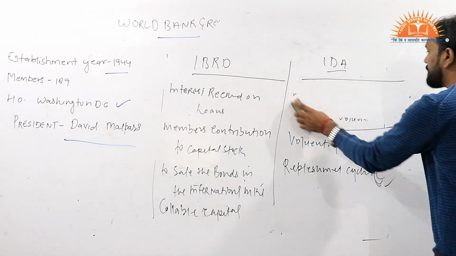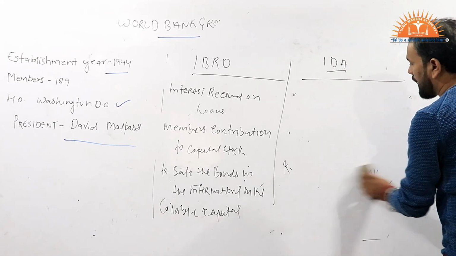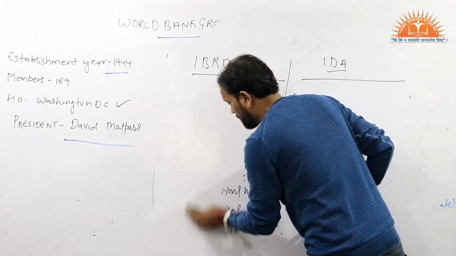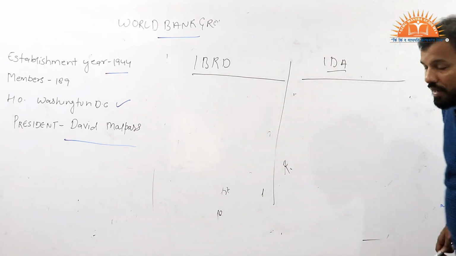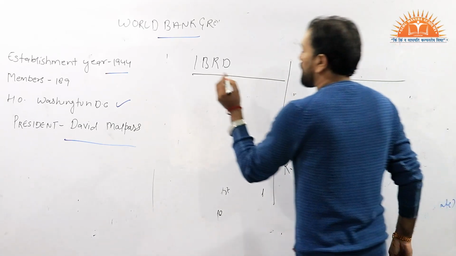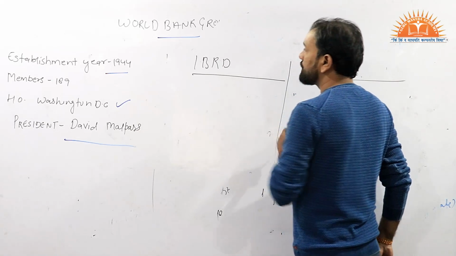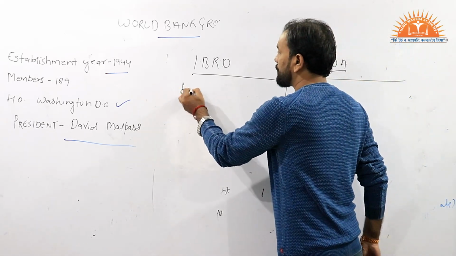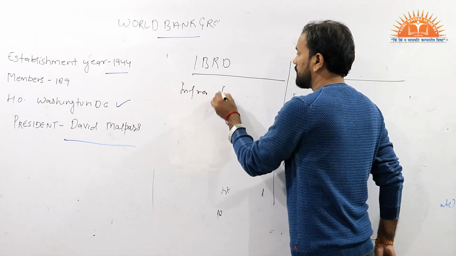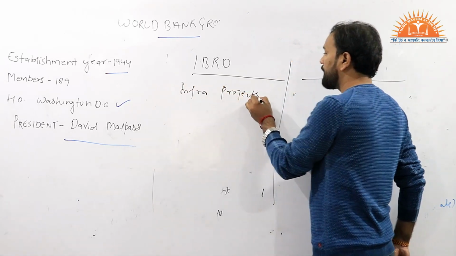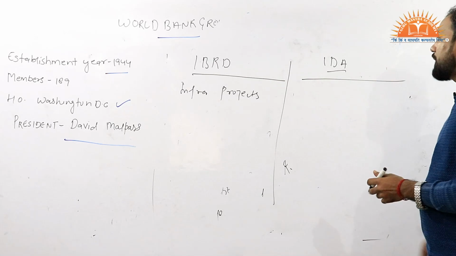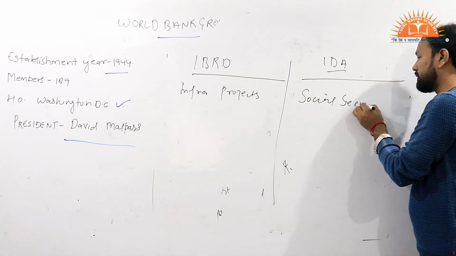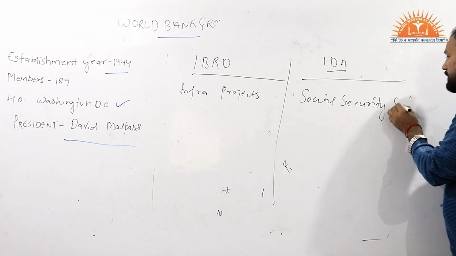Now next, what is the difference between the IBRD and the IDA? What is the basic difference between the IBRD and IDA? First, whatever money we are taking from the IBRD is used for infra projects. But whatever money we are taking from the IDA is used for social security schemes.